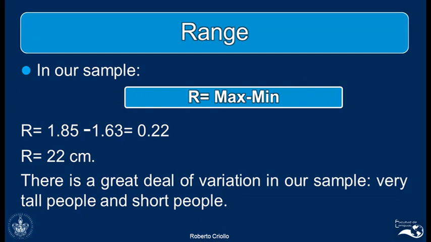Let's see what happens to our group of world leaders. So in our sample, we have that the tallest person measures 1.85 and the shortest person measures 1.63. So the range is 0.22, which equals 22 centimeters. And of course, 22 centimeters in human height is a great difference. And we can therefore conclude that there is a great deal of variation in our sample. In other words, there are very tall people and very short people.